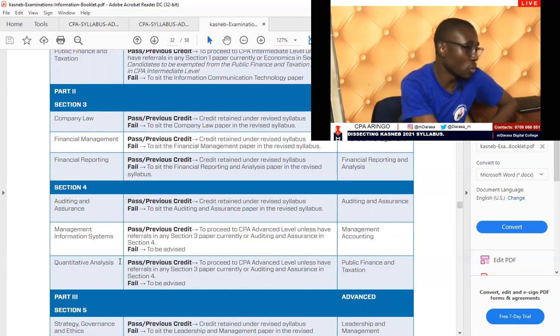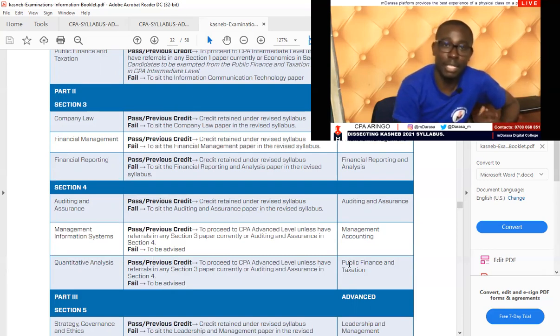The same case will happen with QA. Assuming that you have failed QA, at this point, remember QA has been replaced by public finance and taxation. And probably you have done public finance and taxation at the lower level, whereby you are under credit. So in this case, you won't do PFT again. But also in this case, let us leave it to Kasneb, subject to be advised.